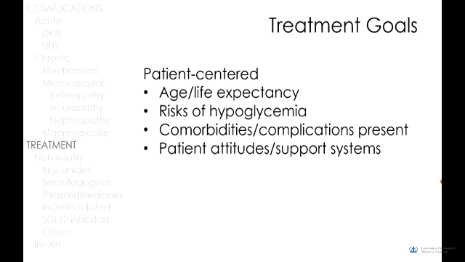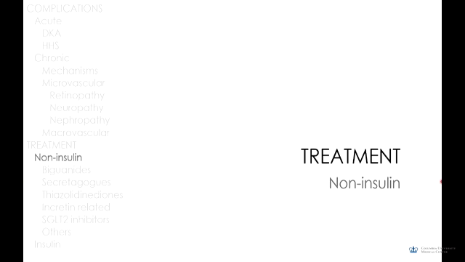And then treatment goals, your lecturer did want to stress that these should be patient-centered. In general, ballpark, we like a hemoglobin A1C of less than 7 or so, but this has to be weighed against the risk of hypoglycemia in your patient, as well as their age, their comorbidities, and how likely they're going to be able to do a fancy insulin regimen on their own.